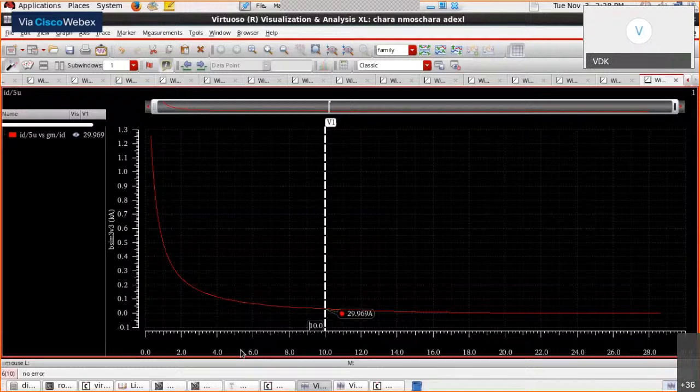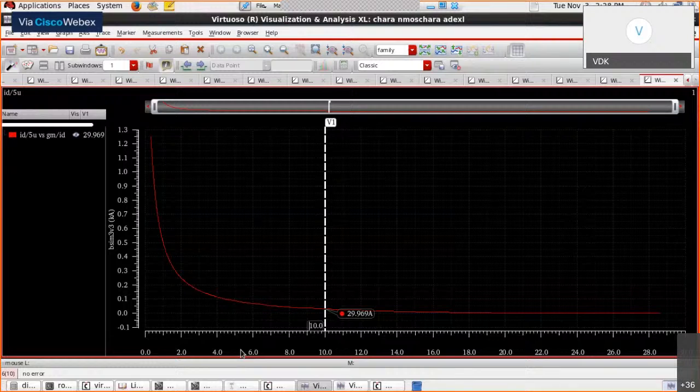So the current density actually is approximately 30 amperes per meter. The maximum current that is allowed by the design specification is 300 microamperes. So if I divide the maximum bias current of 300 microamperes, which we calculated from the design specifications, by the current density, we get the value of W. So 300 microamperes by 30 amperes per meter, that actually is the current density value we are reading.